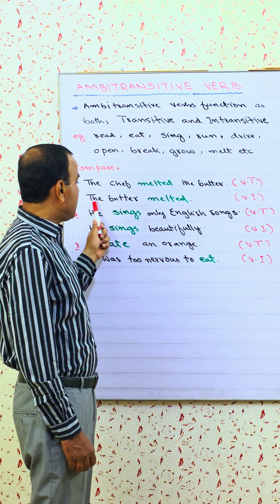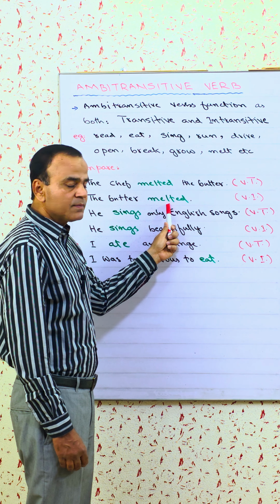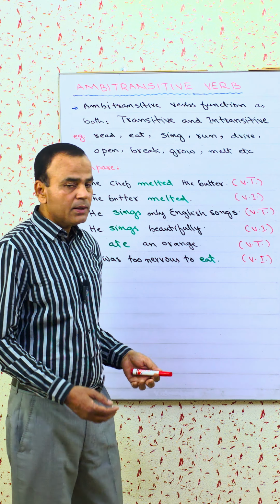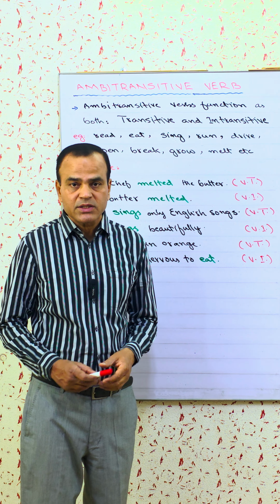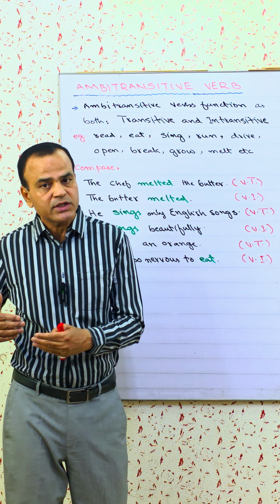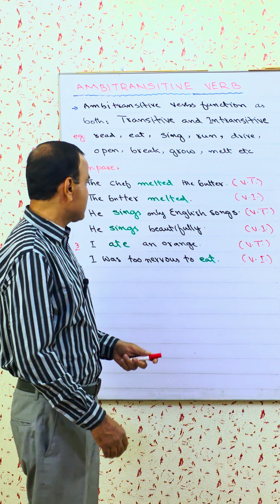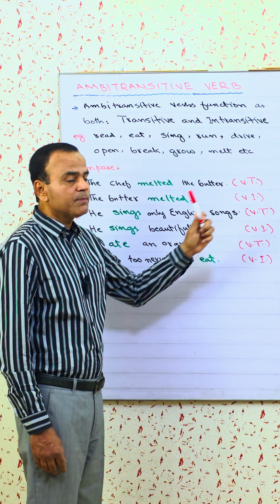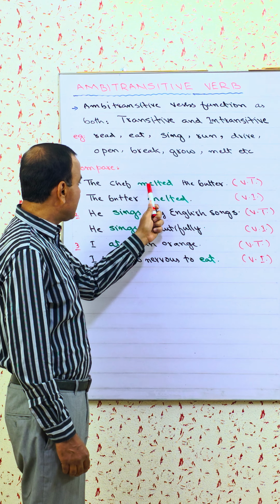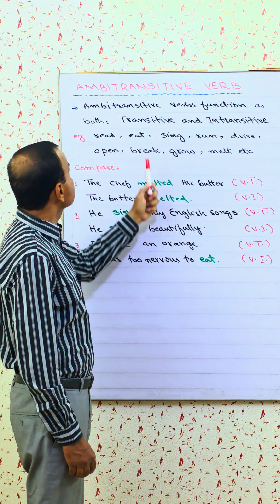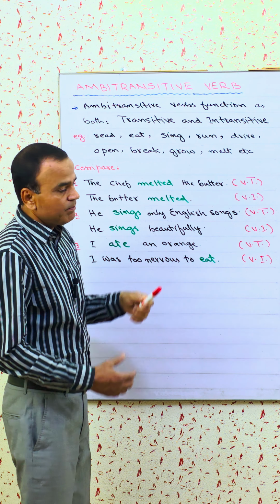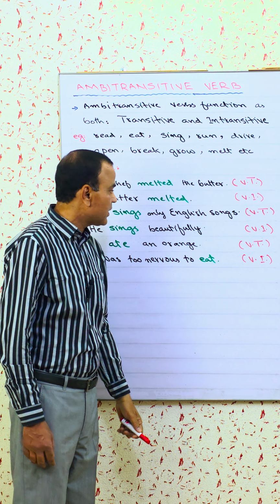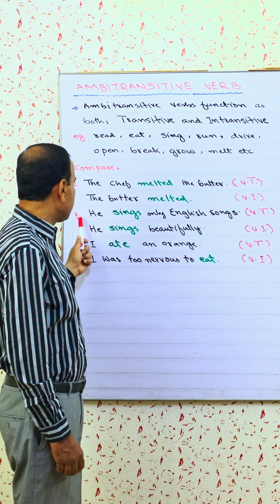But the butter melted. Here no one did any work to the butter, but the butter itself melted and the work stayed with the subject itself. So melt in this context is verb intransitive. So melt is an ambitransitive verb because it is used as verb transitive and also intransitive. Let's have a look at the second example.